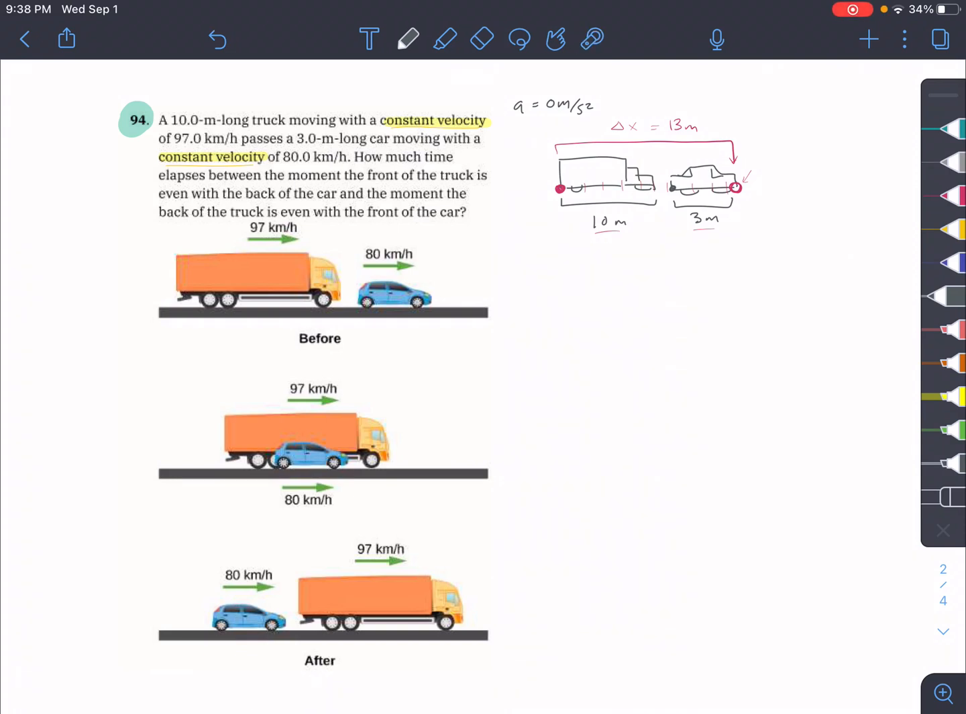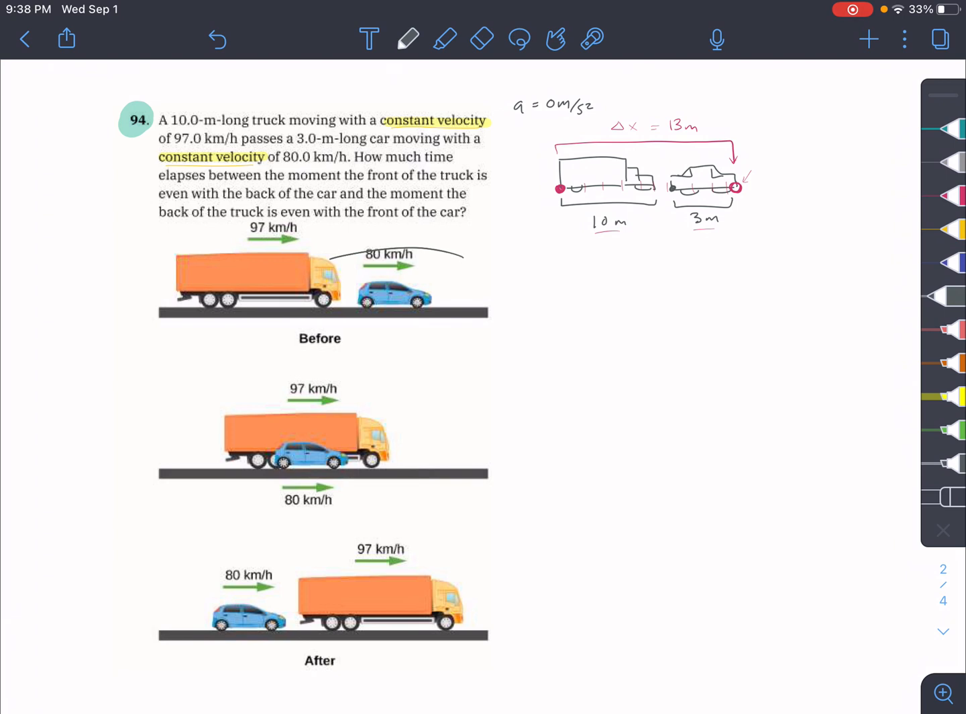Okay, so in this problem, we have a long truck with a constant velocity, and it's passing a 3-meter long car. So 10-meter long truck, 3-meter long car. 97 kilometers per hour is the speed of the truck, and then 80 kilometers per hour is the speed of the car. Okay, so the car is going slower than the truck, so eventually the truck is going to overtake the car.